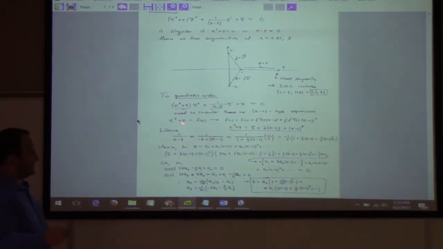This was a little unpleasant, right? Because I have to rewrite it in terms of x minus 1 expansions. Maybe you guys didn't do this, but you do need to do that because we're centering it at 1, so that means I have to expand in x minus 1.